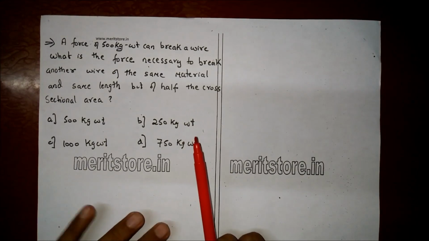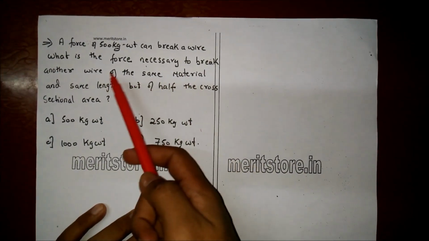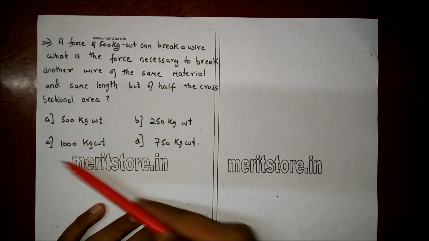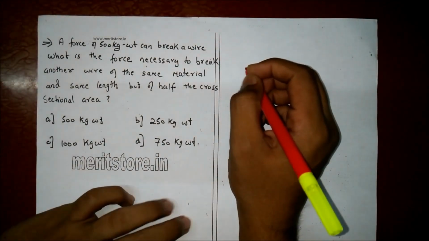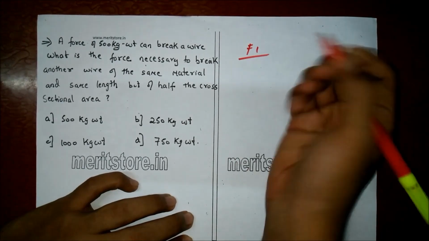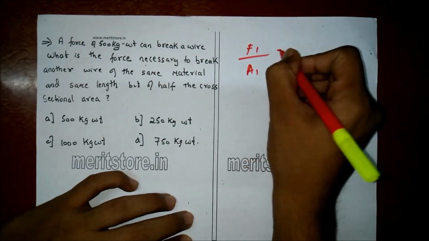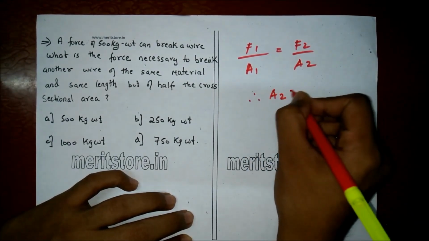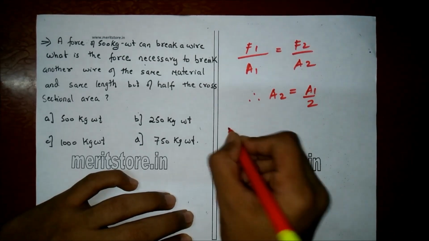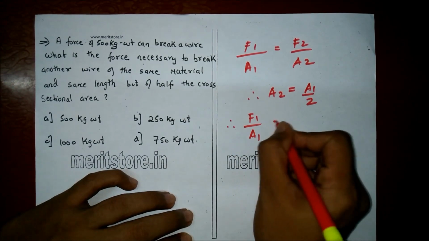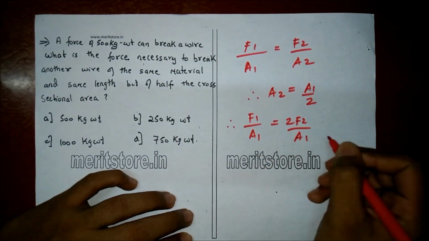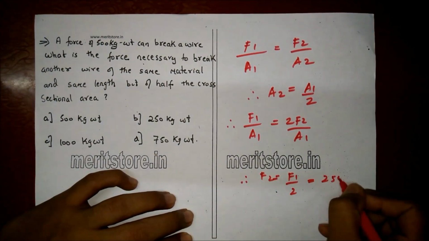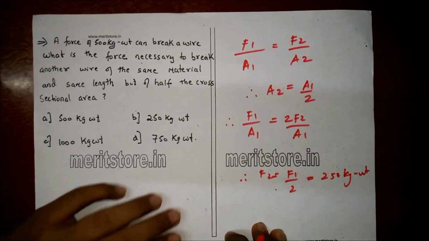A force of 500 kg weight can break a wire. What is the force necessary to break another wire of the same material and same length but of half the cross sectional area? Here are the options. Now we know that the force and the area are related by this equation. If there are two forces and two areas, they are related by F1 upon A1 is equal to F2 upon A2. But we know that one of the areas is half another area. So let A2 is equal to A1 upon 2. Therefore, F1 upon A1 will be equal to 2F2 upon A1. Therefore, F2 will be equal to F1 upon 2, which is equal to 250 kg weight. Therefore, here the correct answer is option B.